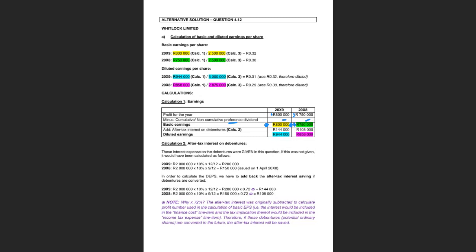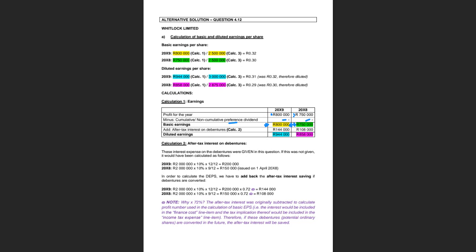Okay. Then we want to look at the after-tax effect of debentures. So we were told that we had 200,000 in 20x9 and 150 in 20x8, right? So we're going to take those amounts and we want to reduce them for the tax effect.